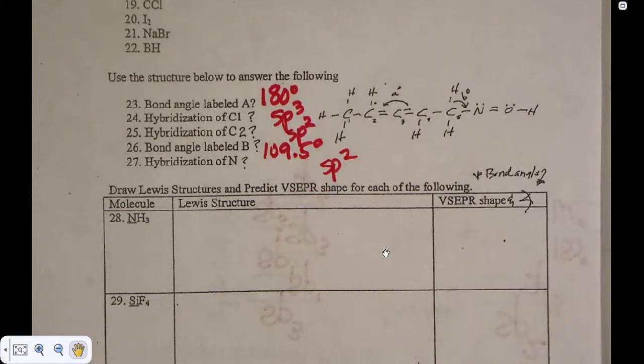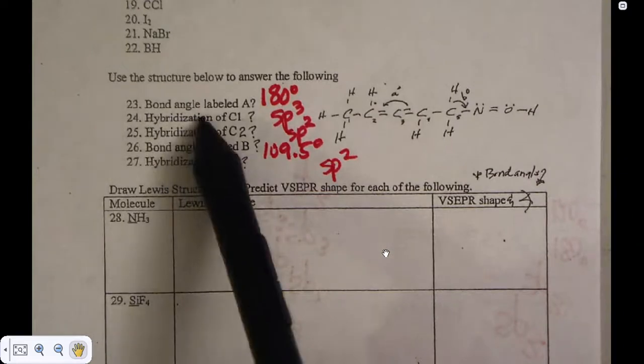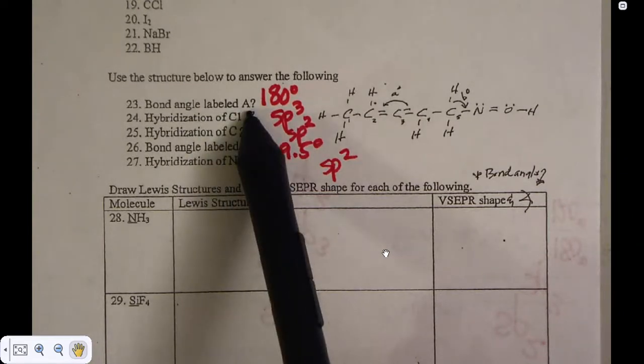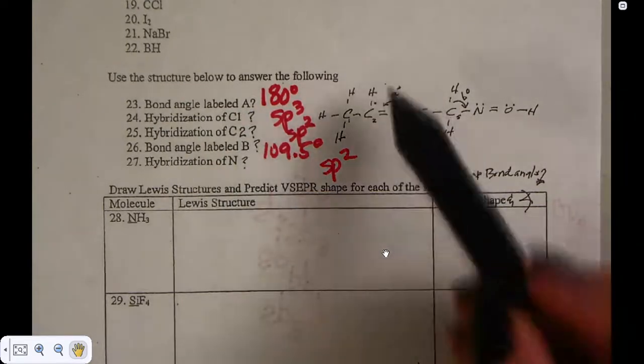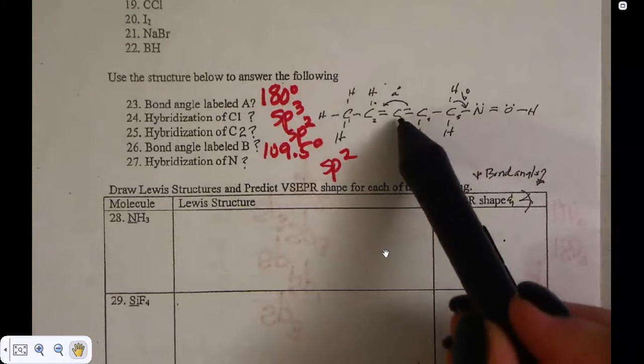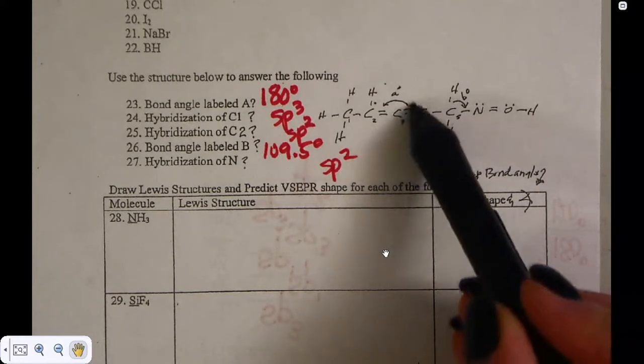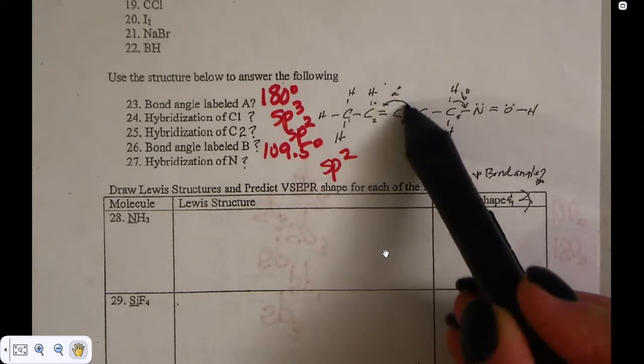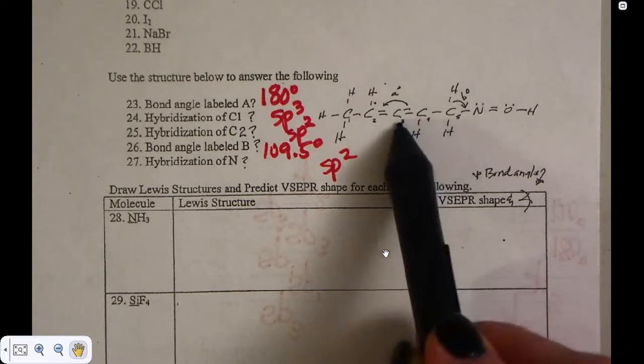So let's look at 23. It says, what is the bond angle labeled A here? So if you take a look at the bond angle A, it is surrounding the carbon that I have numbered carbon number 3 right here.